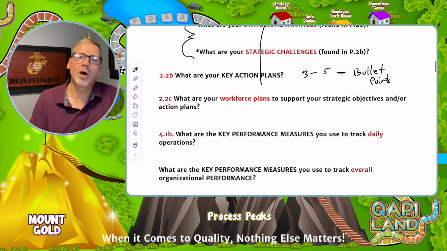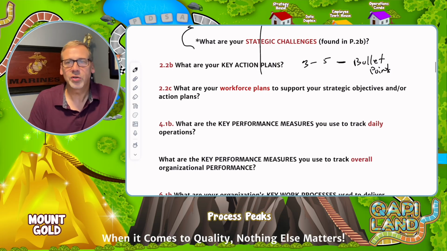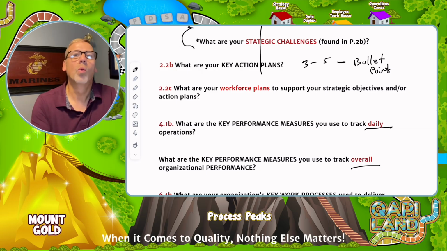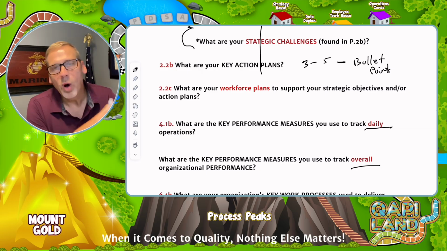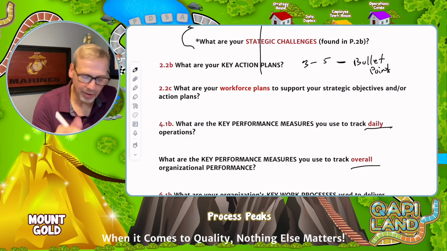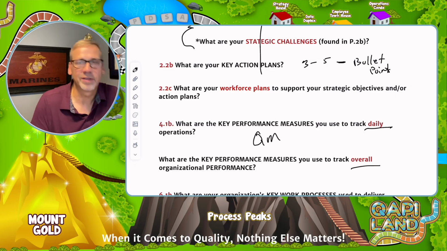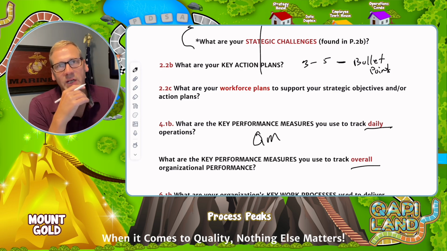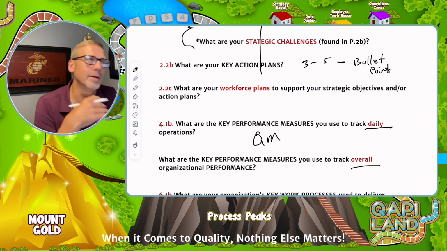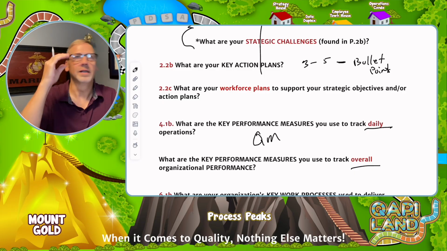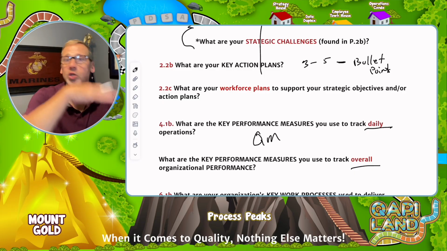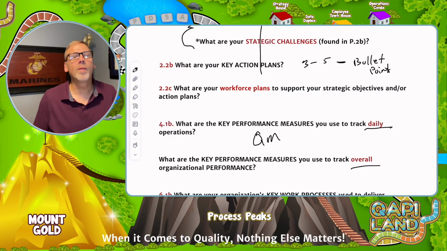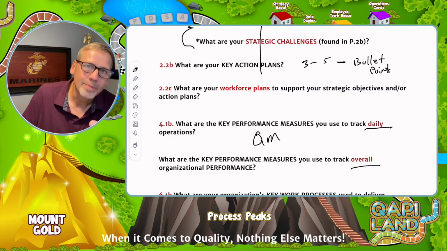And then what are the key measures you use to track both daily and overall organizational performance? What are the key performance measures? This is what we're talking about here. We're mostly talking about QMs, clinical QMs. We're looking for the things that you are trying to pay attention to. Falls, antipsychotic meds, weight loss, skin tears, UTIs, you name it. What are the performance measures that you use to track daily and overall?